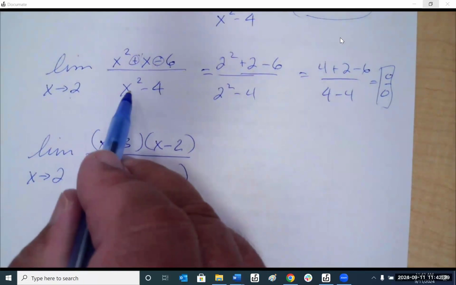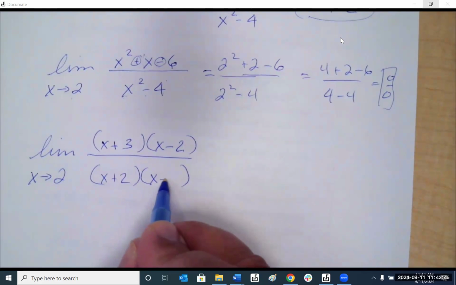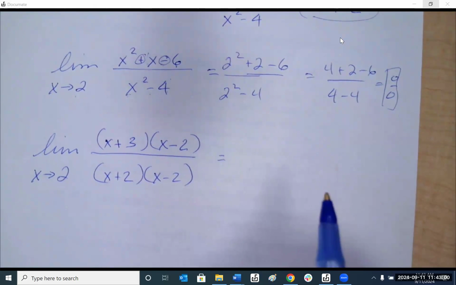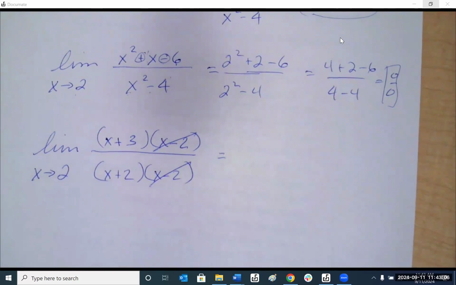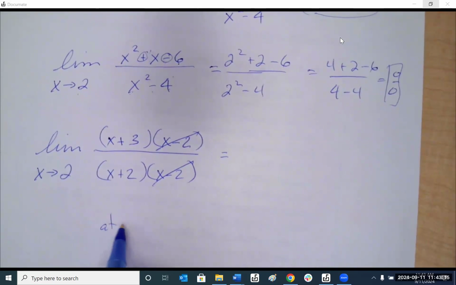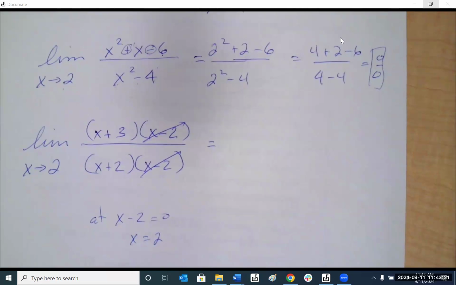On the bottom, x squared minus 4. X squared minus 2 squared. So it's x plus 2 times x minus 2. It's a difference of two squares. The x minus twos cancel. There's our hole. Whenever you have this, it's called a removable discontinuity. That gives us a hole. At x equals 2, we have a hole in our graph.